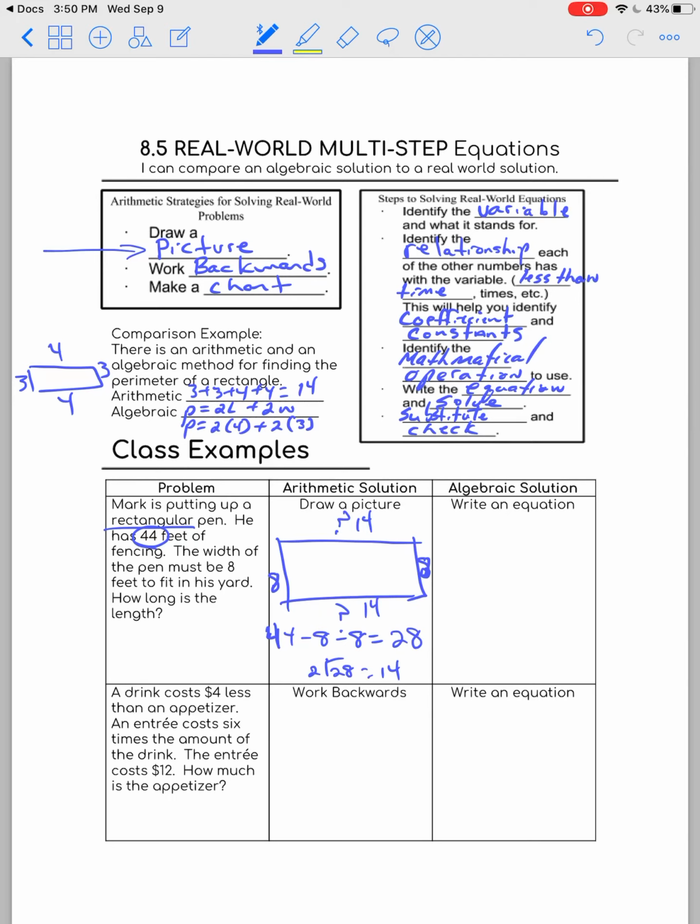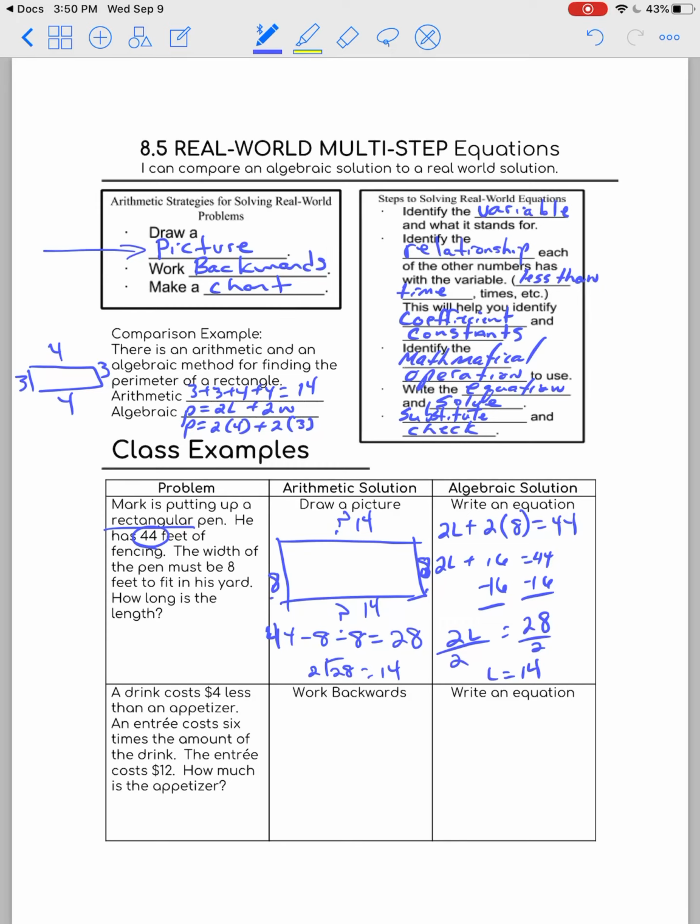We can also write an equation. We could say that you have 2 lengths plus 2 times 8 is equal to 44, because we know the width is 8. So that would be 2L plus 16 is equal to 44. I would subtract 16 from both sides. That would give me 28 is equal to 2L. I divide by 2, L equals 14. Notice how we get the same answer? We just took two different approaches.